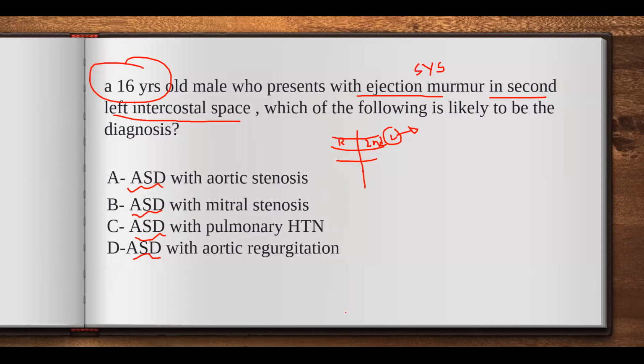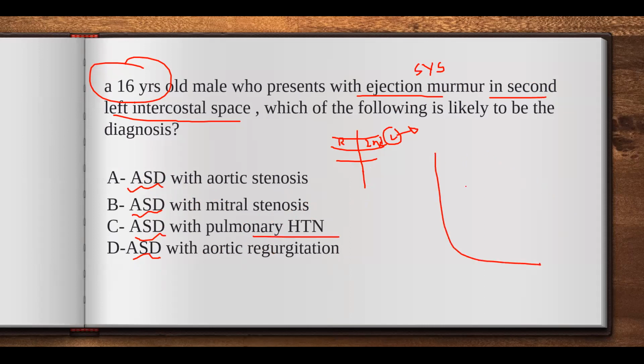Now, sometimes ASD can cause complications, and that's what they want to find out. So is it ASD with aortic stenosis, ASD with mitral stenosis, ASD with aortic regurgitation, or pulmonary hypertension? You guys are right. It's C, pulmonary hypertension.